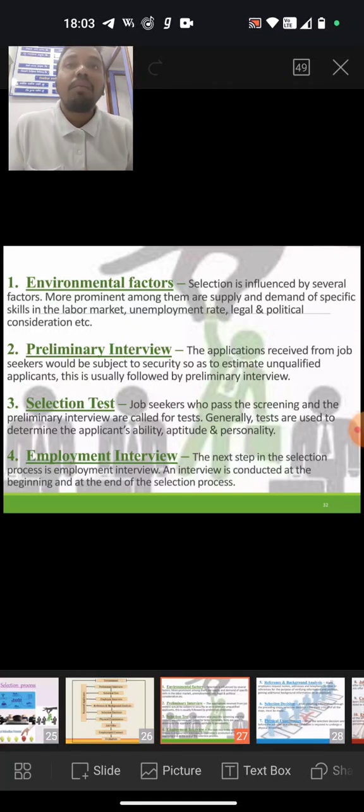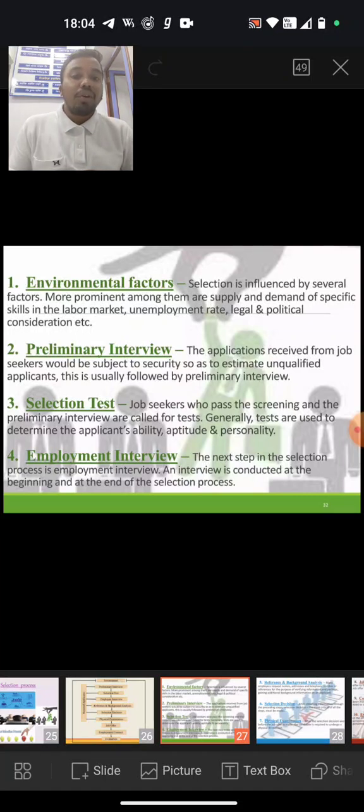Preliminary interviews. The applications received from the job seekers would be subject to scrutiny to eliminate unqualified applicants, usually followed by a preliminary interview. Selection test. Job seekers who pass the screening and the preliminary interviews are called for the test. Generally, tests are used to determine the applicant's ability, aptitude, and personality.